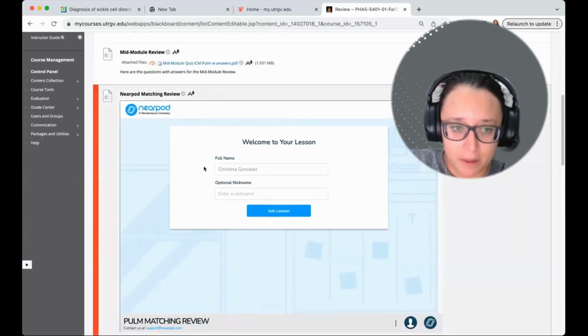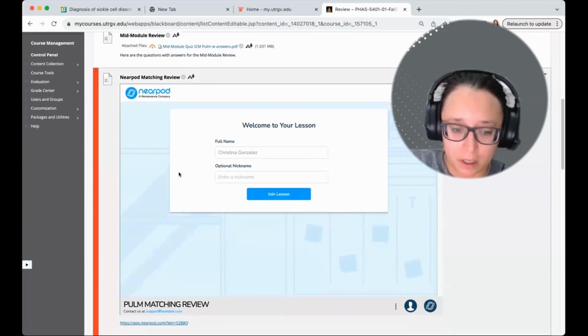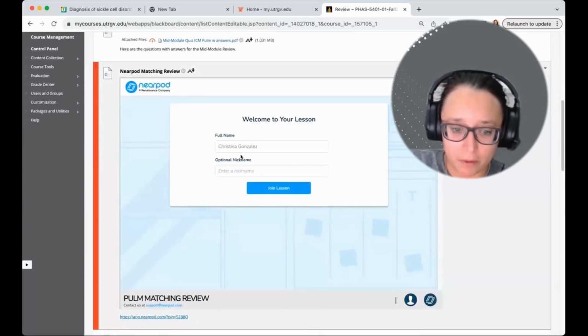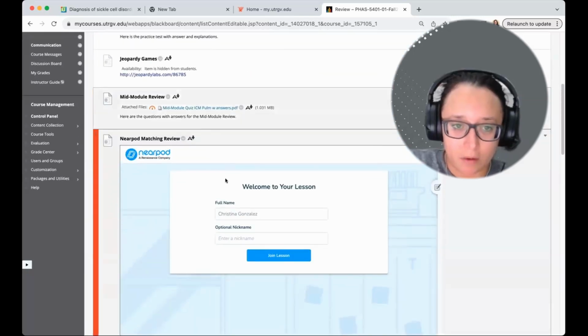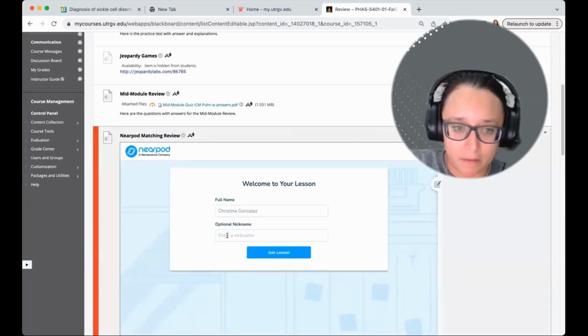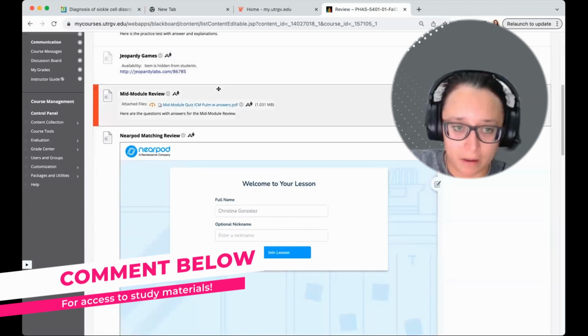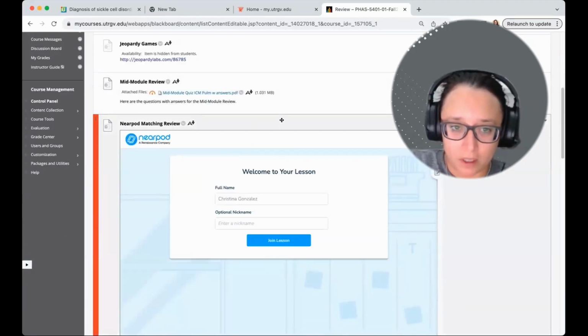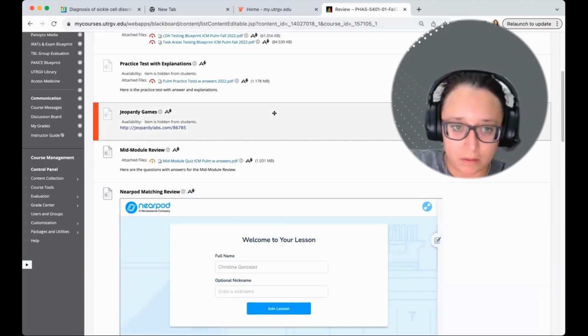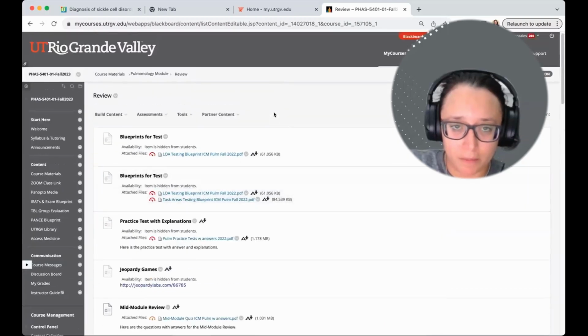And then I put up the near-pod matching review, which a lot of students think is really, really helpful. That one has been up since yesterday. I think those are the only two things that are up so far. The rest will get put up on Friday. But it's somewhere to start if you want to start reviewing things. I think it's pretty helpful.